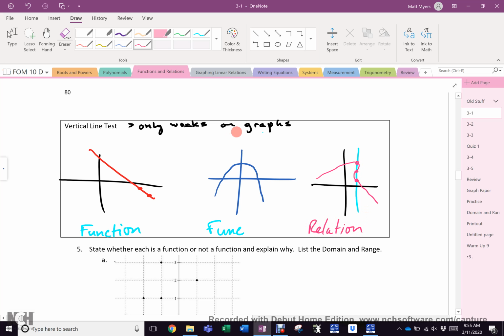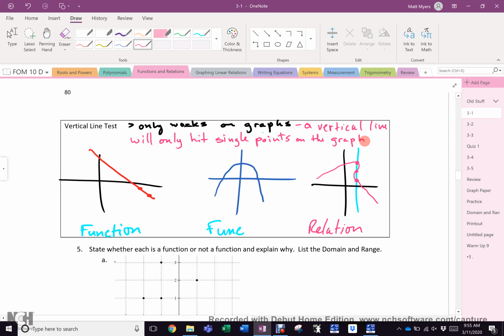So what is the vertical line test? A vertical line will only hit single points on the graph.